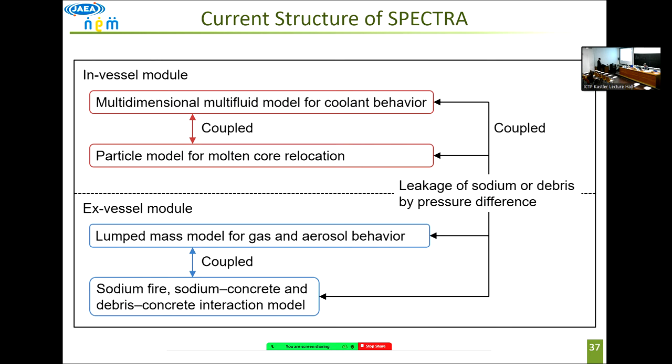And this is the current status of the development of the SPECTRA code. In the SPECTRA code, we roughly separate into the in-vessel module and ex-vessel module, and these are loosely coupled. In the in-vessel modules, sometimes we need multidimensional multi-fluid investigation, but sometimes we can apply some simple models. And from the viewpoint of the behavior of the relocation, we apply another particle tracking model. And this is strongly coupled.